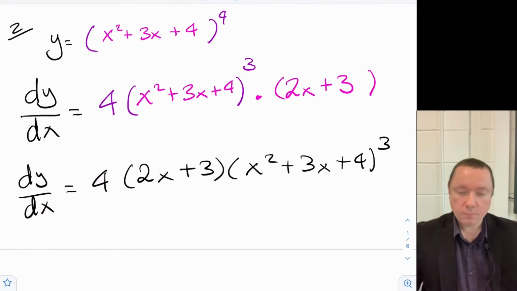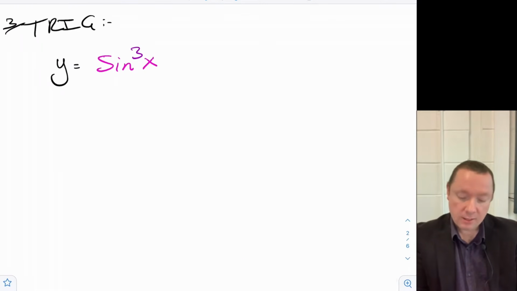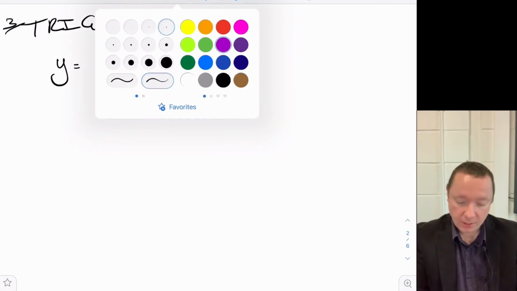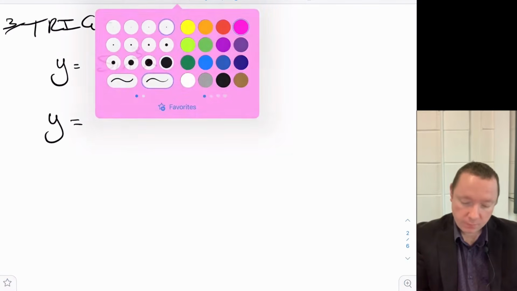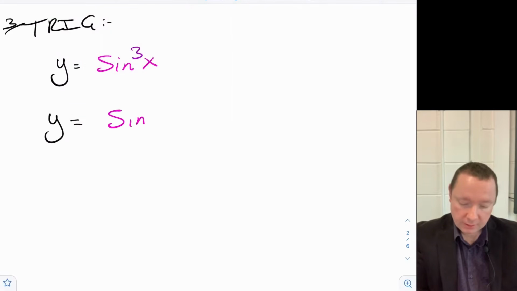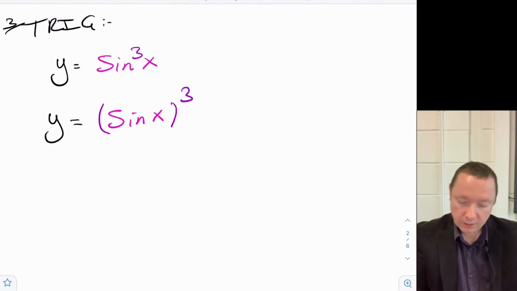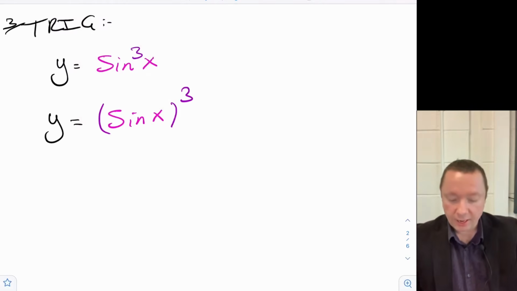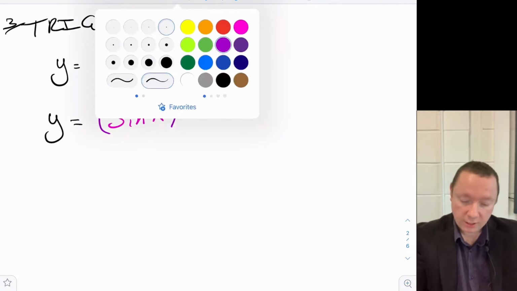Okay, let's look at some trig. So this one we're going to try and differentiate as y equals sine cubed x. So when it's written like that, it's sometimes best to think of sine cubed x as (sine of x) cubed, and it's easy to see what's happening. So if I rewrite that as y equals (sine x) bounded by cubed. You can see your inner function clearly as your sine x and your outer function is to the power of 3. So we differentiate it in the usual way.